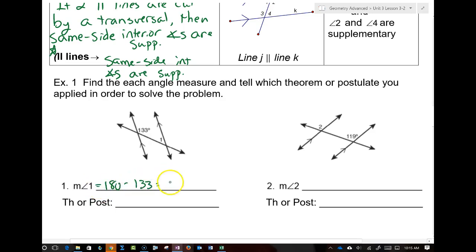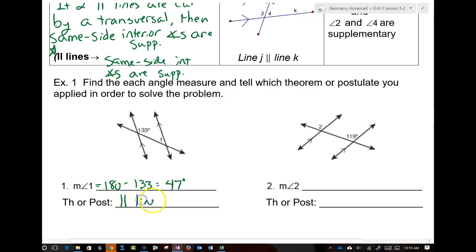And what do we get? 47 degrees? Now, okay, Abby, let's keep it up. What is your theorem or postulate that you used? Same side interior angles. Yeah, same side interior angles theorem. Now, I would write it out, but if you wrote the name down, you're totally correct.